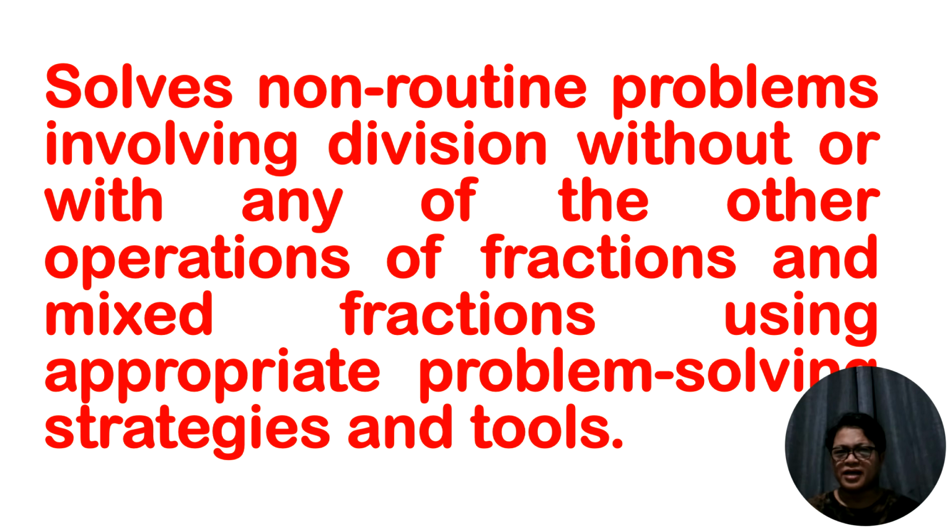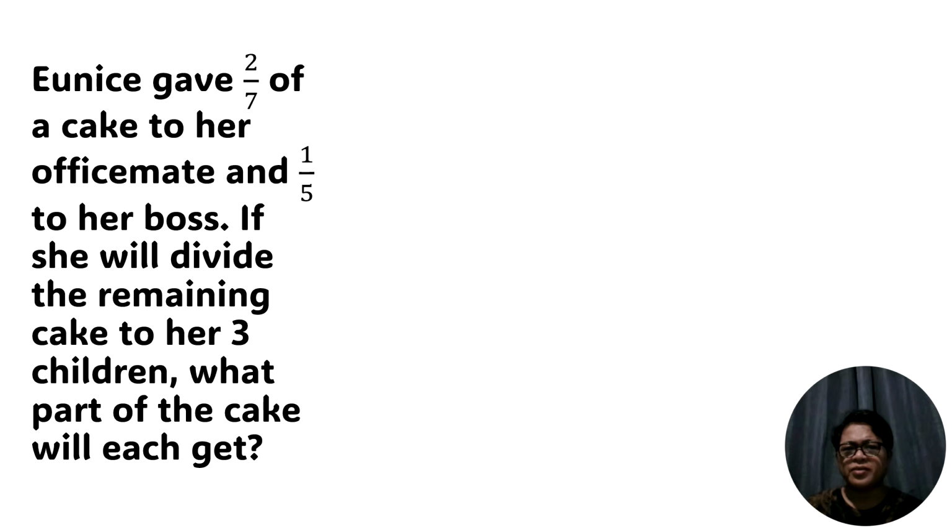You have there the Eagle's Eye, you also have there the upper method, and there are also other ways of solving word problems. Okay, let's have here an example that says, Eunice gave 2/7 of a cake to her office mate and 1/5 to her boss.